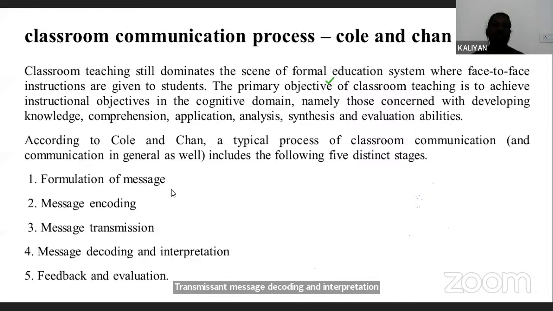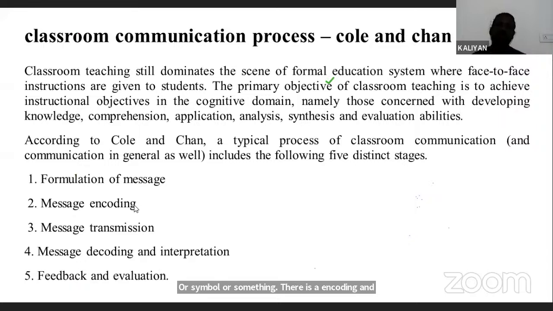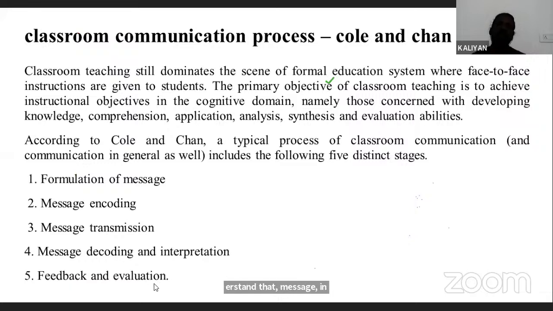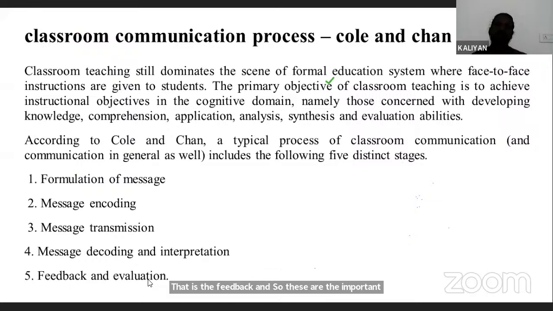Formulation of message means we create the message. Message encoding means putting it through text or symbols or something, that is the encoding. Transmission means through the channel, which channel we use to send the message. And decoding and interpretation: the receiver interprets or understands the meaning of the message. Feedback means after receiving the message, the receiver gives feedback to the sender, that is feedback and evaluation. So these are the important stages of classroom communication according to Cooley and Chan.